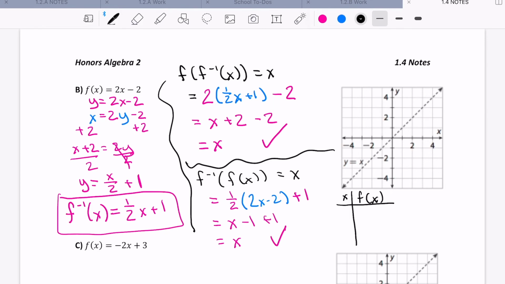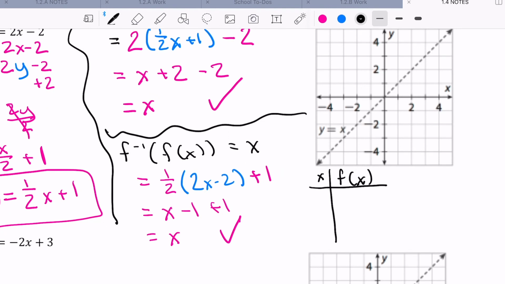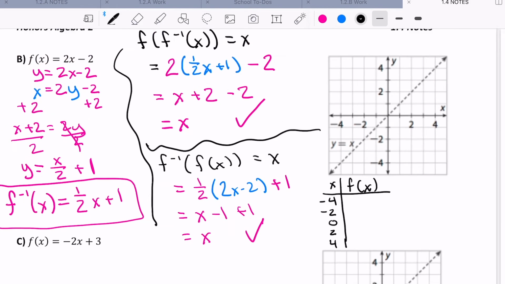My suggestion is let's keep them about the same just to make it easier on ourselves. Because we are multiplying by 2, let's use some small values here. Let's go with -4, -2, 0, 2, and 4. Okay, let's walk through this.